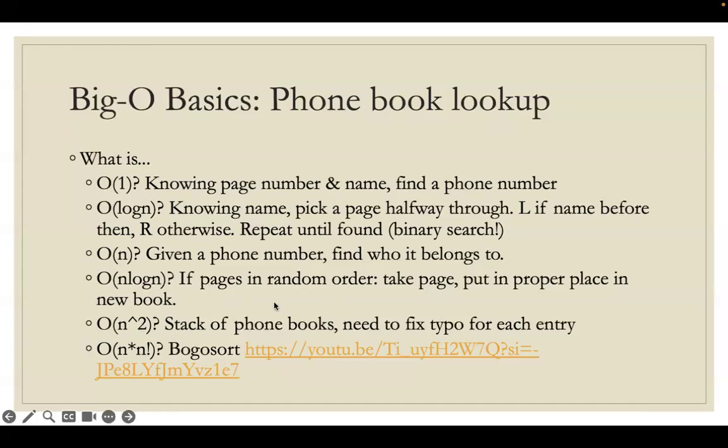N log n is if we have some pages in random order and we want to put them into a new book in the proper order. And so that ends up being like a binary search on that side, or a binary place. But we still have to go through each page of the phone book. And so that's why we have n multiplied by log n.